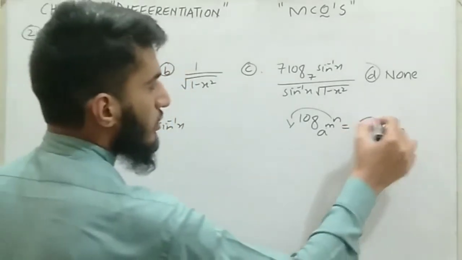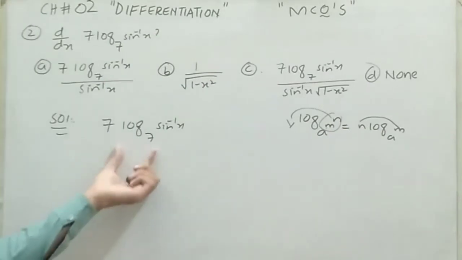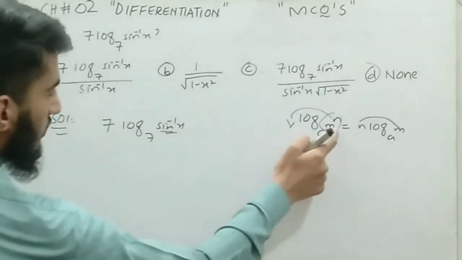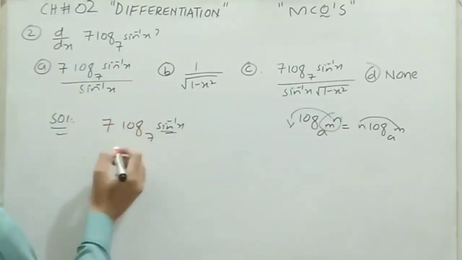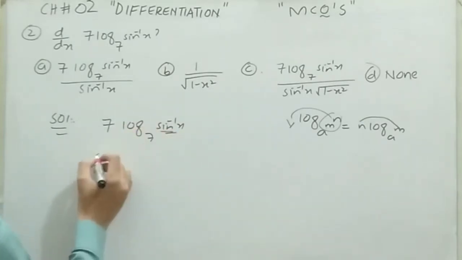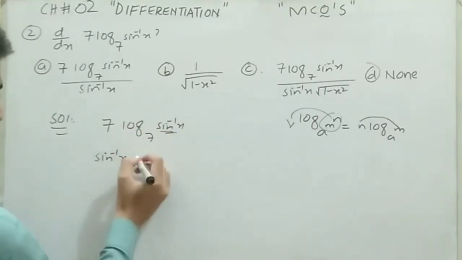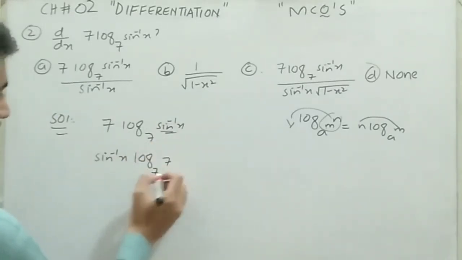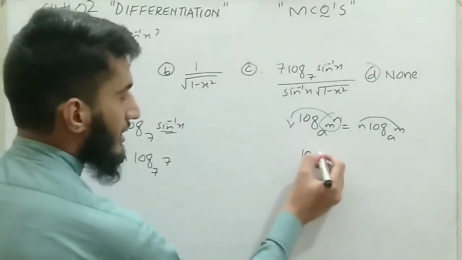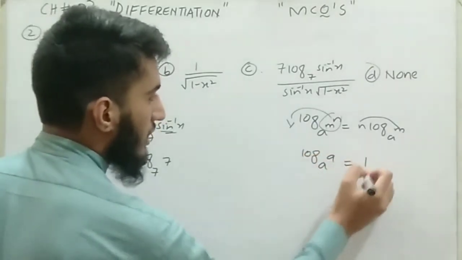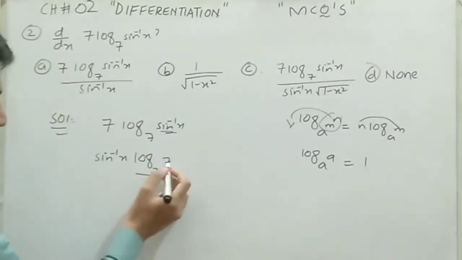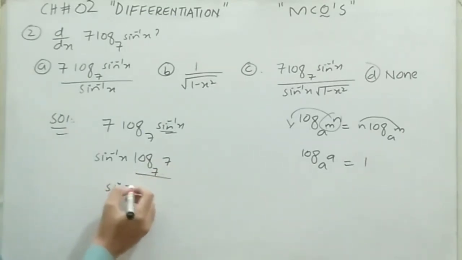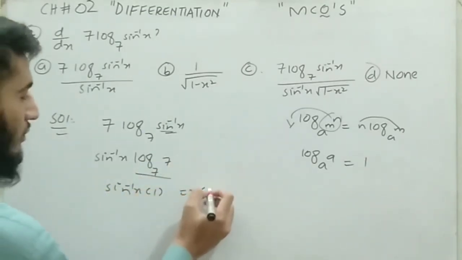So here we can shift these two powers with each other. We will use the same formula: the 7 will come to the front of the sine inverse, and the sine inverse will come to this side. So according to the formula, sine inverse x will come to the front, so it becomes sine inverse x log of 7 to the base 7. Remember, we have another formula of log: log of a to the base a is always equal to 1. Using the same formula, log of 7 to the base 7 is equal to 1. So it becomes sine inverse x multiplied by 1, which gives us sine inverse x.